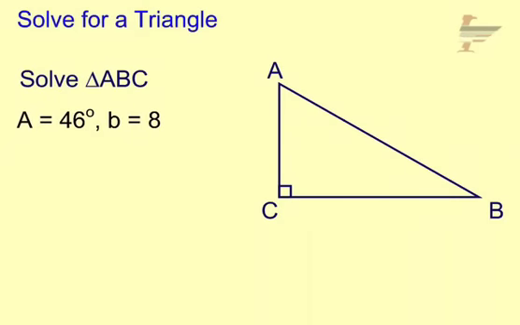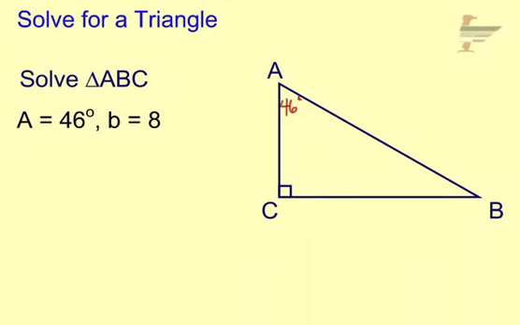Here we're asked to solve for a triangle. To solve triangle ABC, we want to find all missing sides and all missing angles. So we'll be given a couple things about the triangle. We know angle A is 46 degrees, so we can go ahead and label that in here. And we know side B is 8.